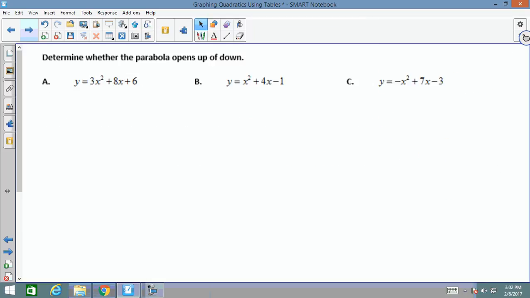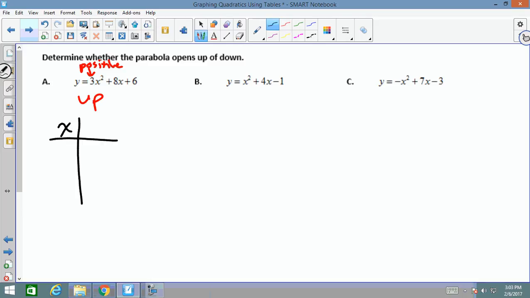Alright, let's go ahead and do this. What we're going to do with these, we're going to make ourselves a chart. First we're going to determine if they open up or down, and then we're going to make ourselves the chart. To tell if it opens up or down, we're going to look at the x squared term here. The number in front is positive 3. So that means it's going to open up. So we're going to make ourselves a chart.